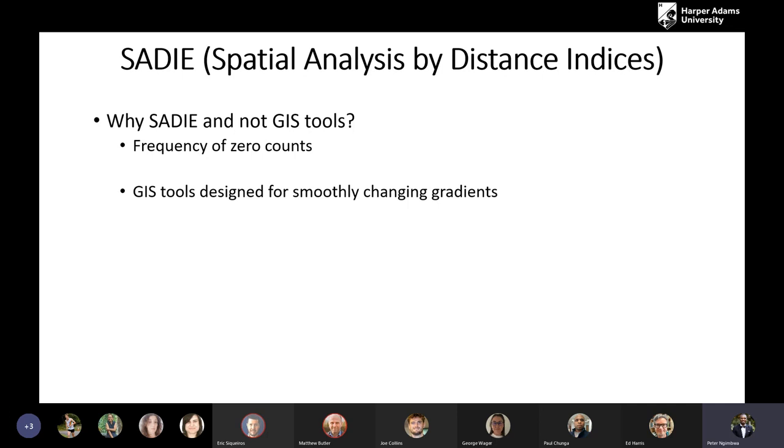Because, for example, let's assume you placed traps in your field to collect insect data. At a certain point or a certain unit area, you'd find that there's no data. For 5-10 days that we have been collecting data, there's no data, and other places have a lot of data. So these other GIS tools, which require interpolation, are designed to have a smooth change of the gradient. So they might not work well for ecological data.